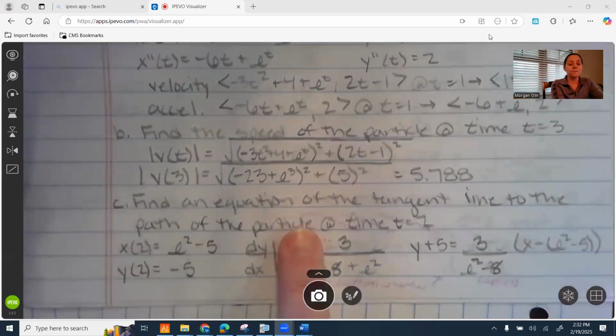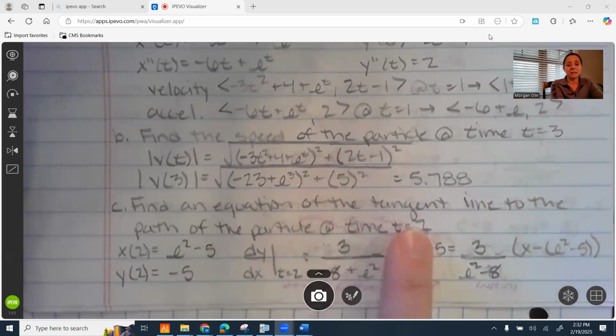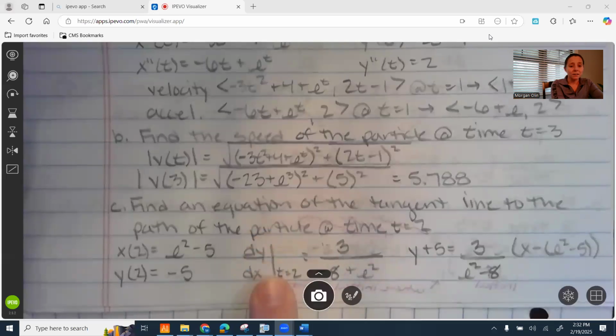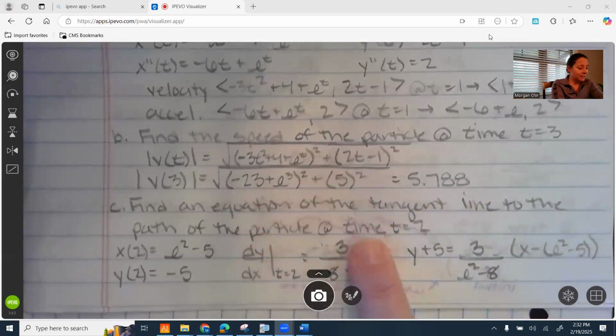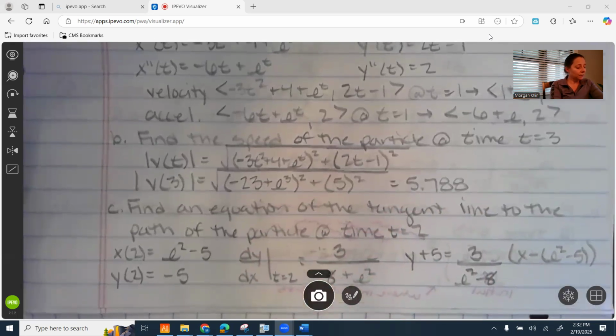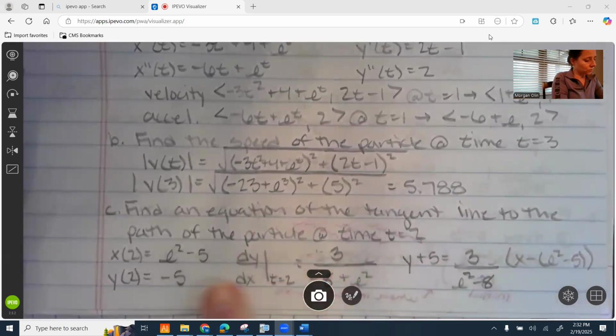Part C: find an equation of the tangent line to the path of the particle at time t equals 2. We did this yesterday. Remember, when you're finding an equation, you have to have dy/dx. So dy/dx was dy/dt over dx/dt. Now this is at t equals 2. So here, find the equation.